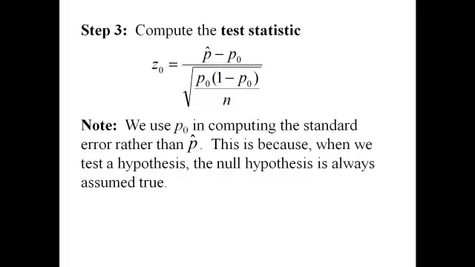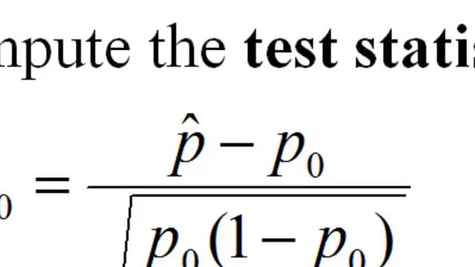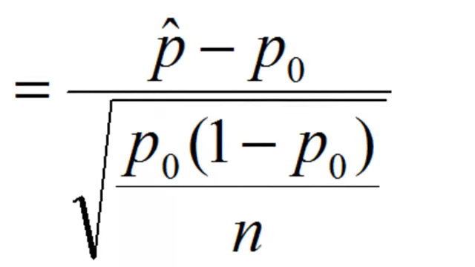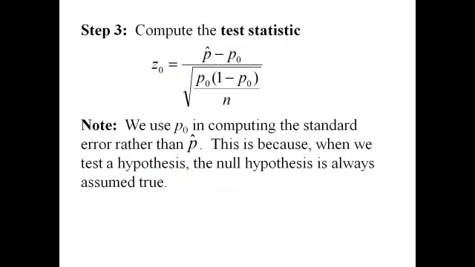Now, in step 3, we calculate the test statistic. So we're going to calculate P hat minus P sub 0, and remember, P sub 0 is the hypothesized value of P from up in the null hypothesis, divided by the square root of P sub 0 times 1 minus P sub 0 over n. And again, note that we're using the hypothesized value P sub 0 in computing the standard error. Now, this test statistic will have an approximately standard normal distribution, and that's why we label it as Z sub 0.